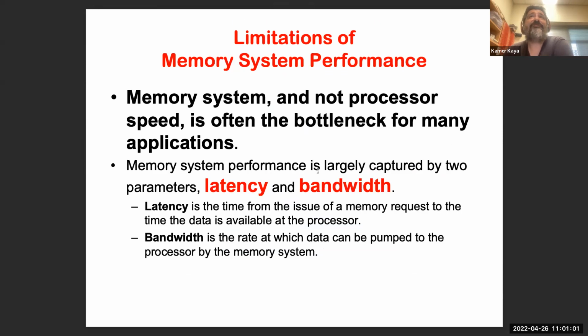So memory system performance is largely captured by latency and bandwidth. Latency is the time from the issue of a memory request. So you want to get some data, you issue a memory request, some time passes, and you find the data available in the processor. That time is the latency. But bandwidth is the rate at which data can be pumped to the processor by the memory system. So one question is why they are not related. If you increase the latency, then you reduce the bandwidth, right? But this doesn't happen because of the cache hierarchy and because of how the memory system works.